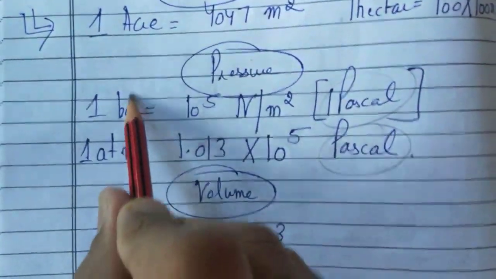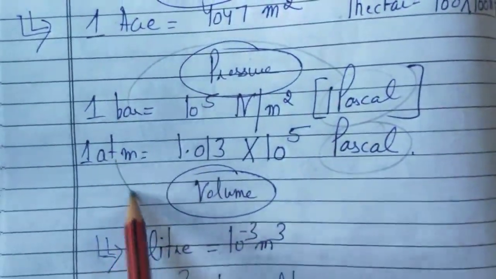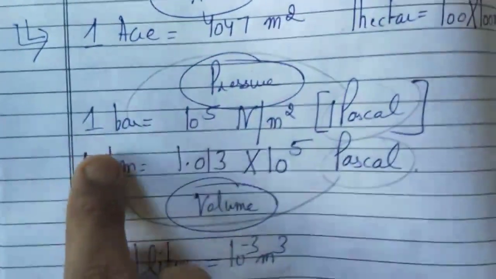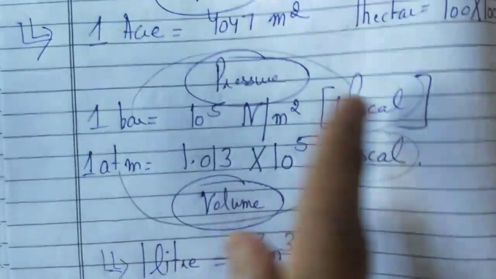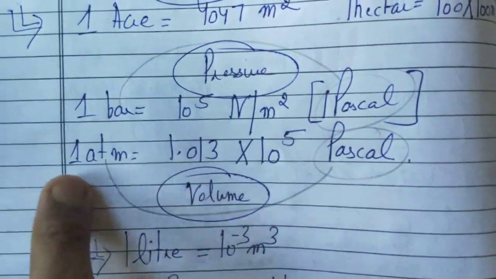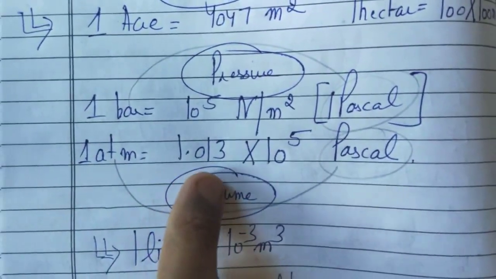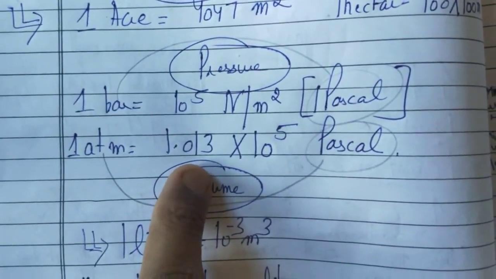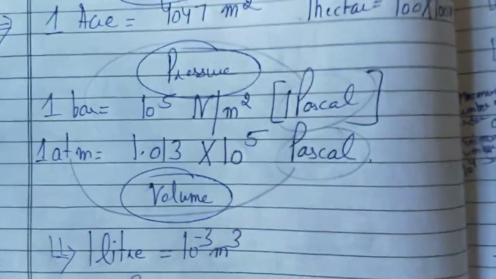How is this practical unit related to the SI unit? 1 bar is equal to 10 to the power 5 Pascal, or 1 atm, that is 1 atmospheric pressure, is equal to 1.013 into 10 to the power 5 Pascal. All these values you have to remember.